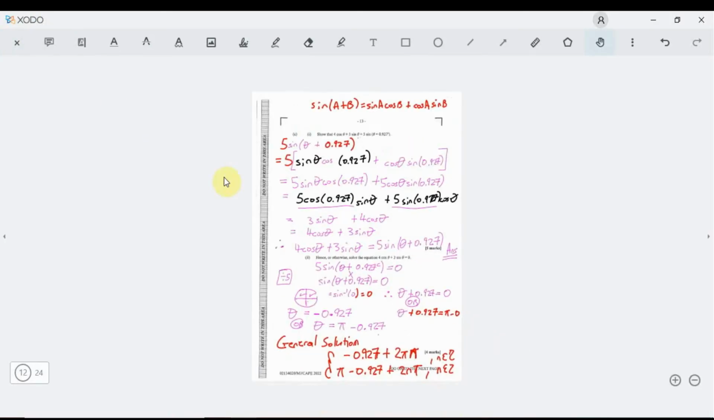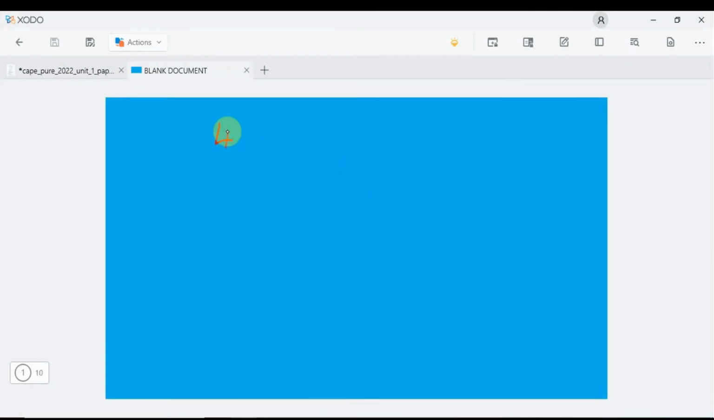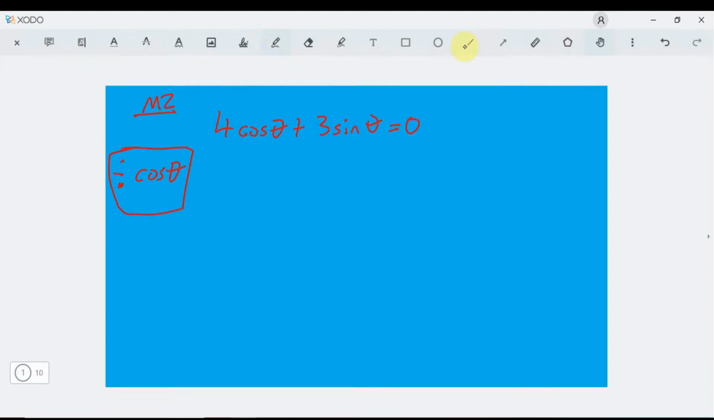Now I'm just going to move away from the exam paper and do it method 2 on a blank screen. So method 2, for those who like to show off, 4 cos theta plus 3 sine theta equal to 0. This is method 2. Method 2, you divide through by cos theta. Dividing through by cos theta, you can, but that's going to be a little bit more challenging. Let's divide through by sine theta.